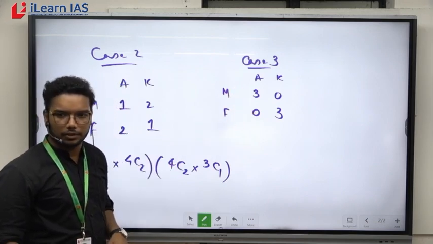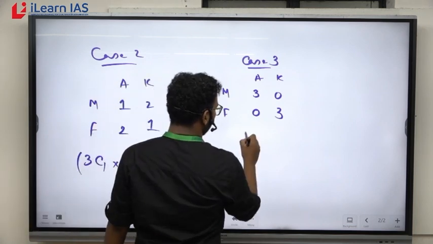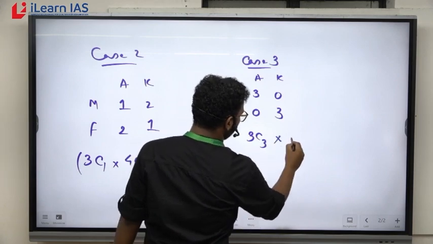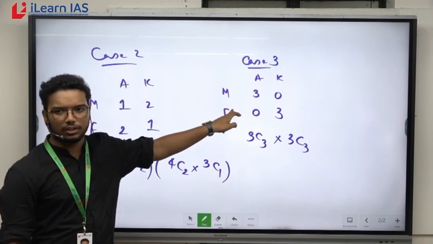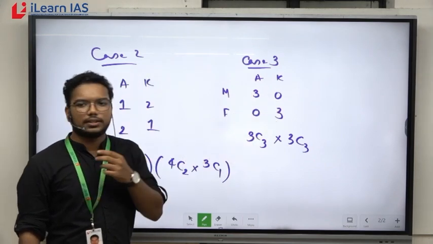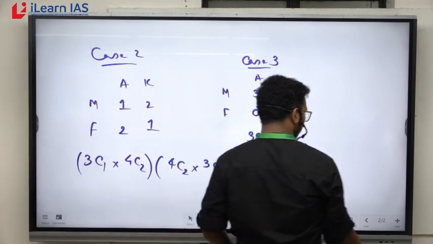ഓക്കെ, സോ എന്തായിരിക്കും നമ്മുടെ റിക്വയർഡ് പോസിബിലിറ്റീസ്? 3c3 ഇൻറ്റു 3c3. കാരണം അജയുടെ 3 മെയിൽസ് ആണ് ഉള്ളത്, സോ 3c3 ഇൻറ്റു കാജലിന്റെ 3 ഫീമെയിൽസ് ആണ് ഉള്ളത്, സോ 3c3. ഓക്കെ, ഒരുമിച്ചാണ് എടുക്കുന്നത്, സോ മൾട്ടിപ്ലിക്കേഷൻ.